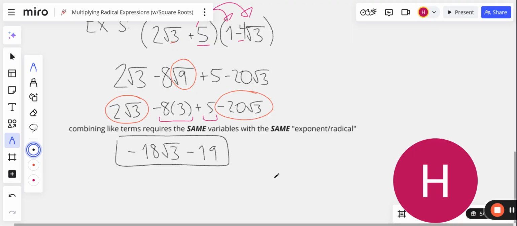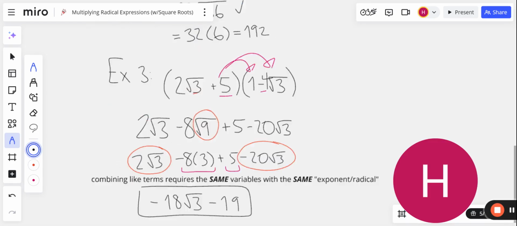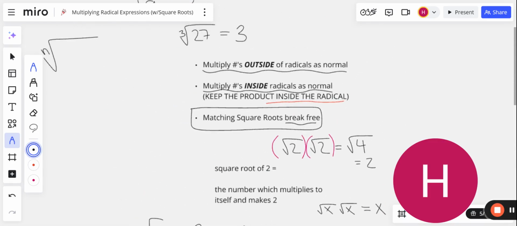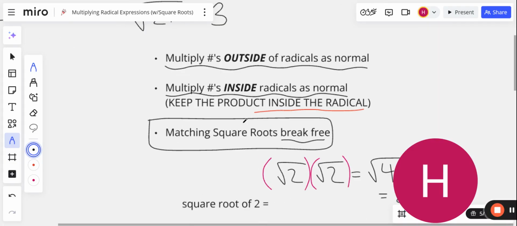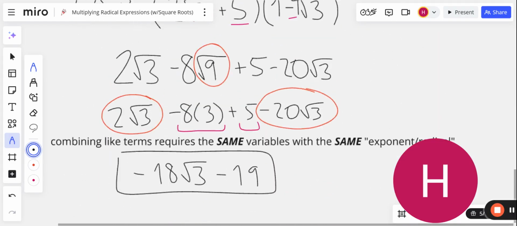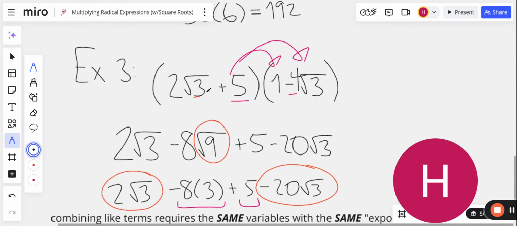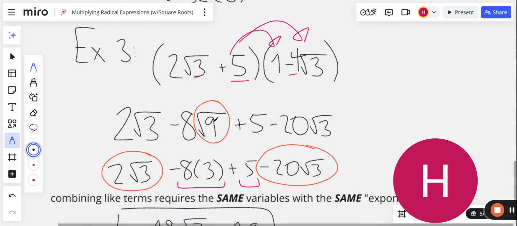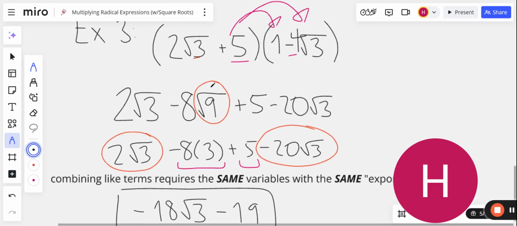All right, so that was a little bit of a process to show you how exactly radicals are being multiplied. It's very simple, honestly. If they're the same radical, you just multiply the inside numbers together and you multiply the outside numbers together. Keep the outside numbers outside, keep the inside numbers inside, and remember that any matching square roots break free, which is sort of what happened with this square root 3 times square root 3. I could have just broken them free and called it 3 right away, but I did want to show you that there's a process for simplifying a perfect square root into a radical.